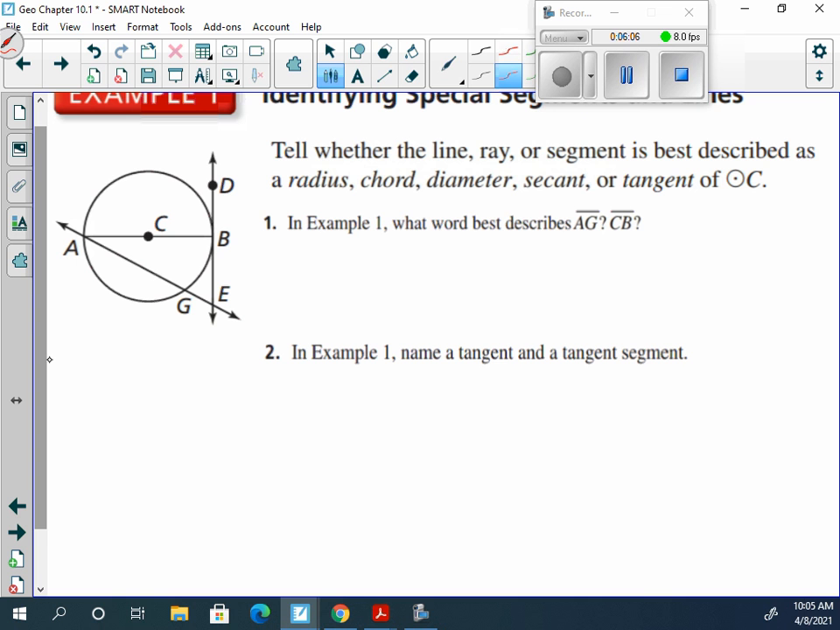So is it going through the circle? No, it's connecting A to G, yes? If it was a line, then it would go through it, but it's only starting at A, which is on the circle, and it's finishing at G, which is also on the circle, yes? So AG would be a chord. If we had drawn a line above AG, then it would have been a secant.